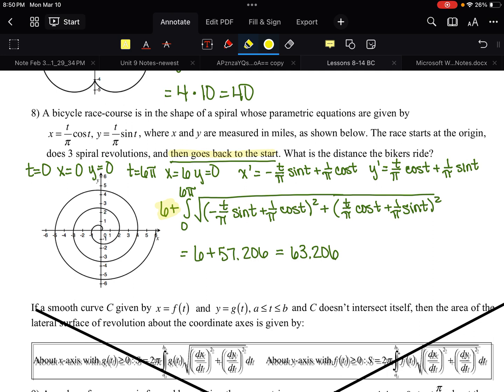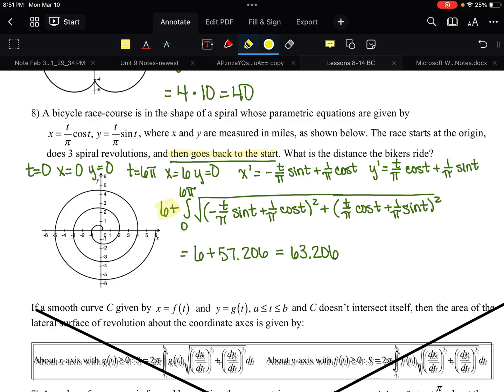Derivative of y, product rule again: first times the derivative of sine, plus sine times the derivative of t over pi. So I've got my derivative here, my derivative here, square each of them, do the integral from 0 to 6 pi of the square root of the whole thing.